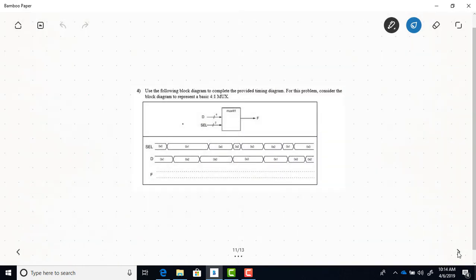Okay, here's another example. This is another 4-to-1 mux, and you can see that the select line starts out as 0.